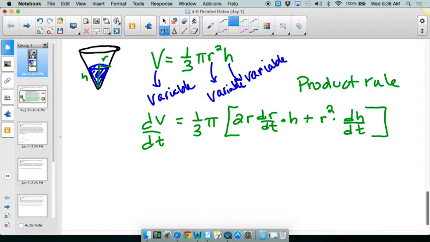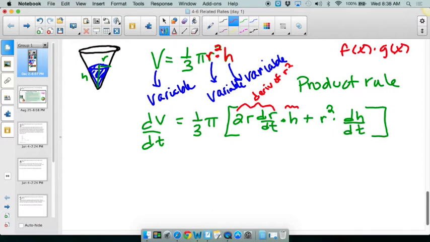So if we look at this as r squared h, two variables. This is the derivative of r squared, and then this is times the other one, the product rule. So we're looking at kind of like f of x times g of x. We take the derivative of f of x times g of x plus f of x times the derivative of g of x.